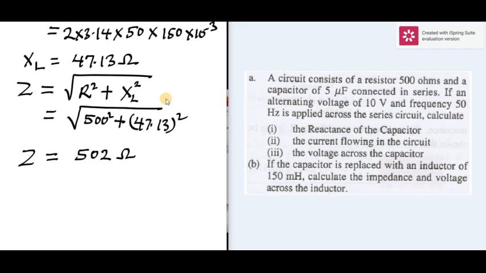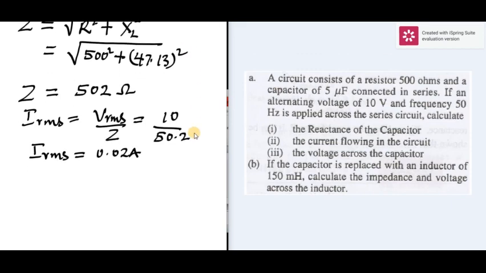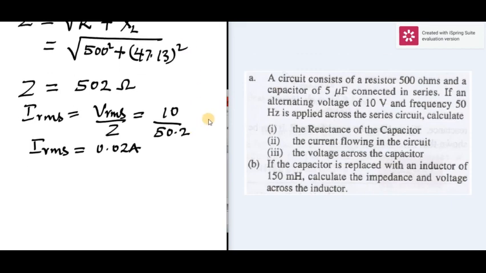Then the current: we need to find the root mean square current in this situation, which is the root mean square voltage all over the impedance. 10 divided by 502, the root mean square current will be equal to 0.02 ampere.